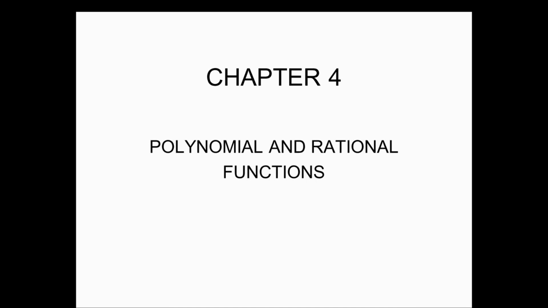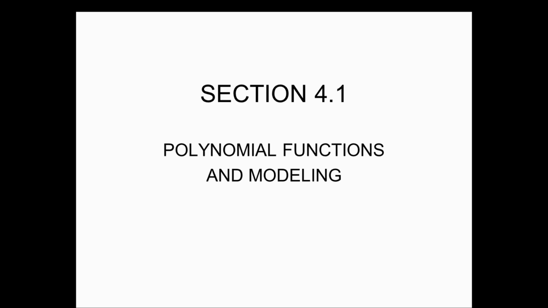Okay, this is chapter 4, Polynomial and Rational Functions. We only look at the polynomial functions, and we only do the first 3 sections of chapter 4. So we only do 4.1, 4.2, and 4.3. So it's a relatively short chapter for us.